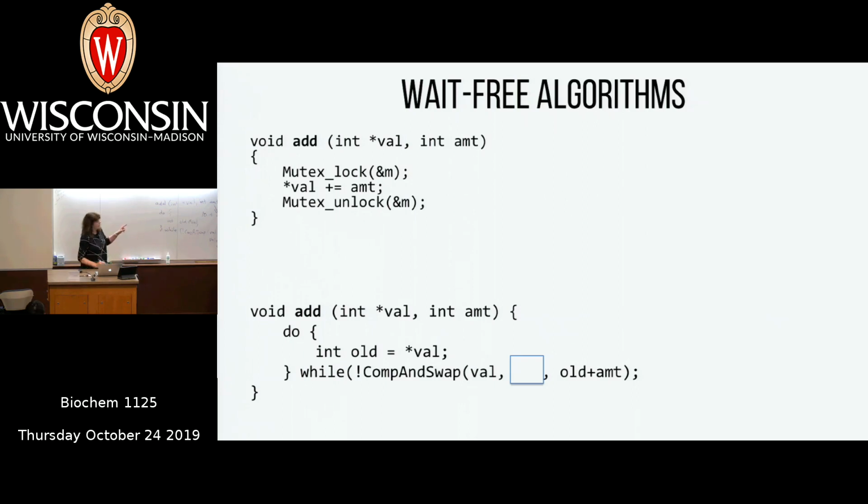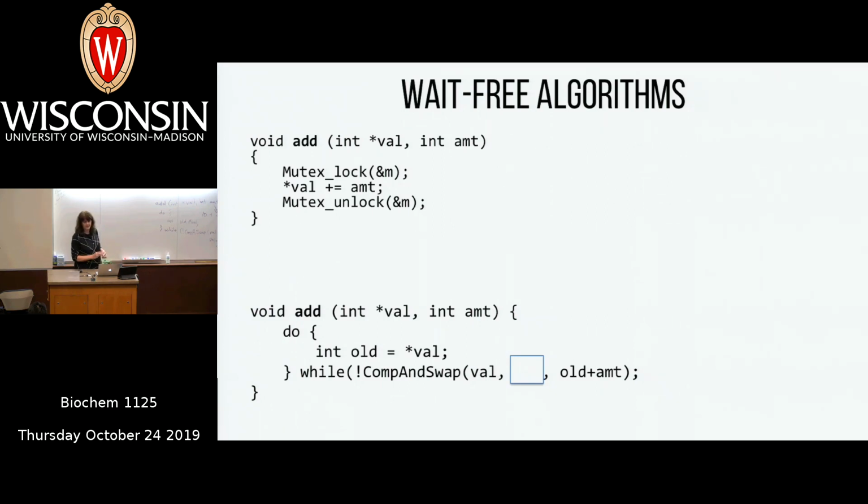So basically, we need to remember what we thought value was, figure out what we want it to be based upon that, and then as long as no other thread raced in and was able to change the value at val, we'll be able to store a new one. But if anyone else did, we loop through again and keep trying.